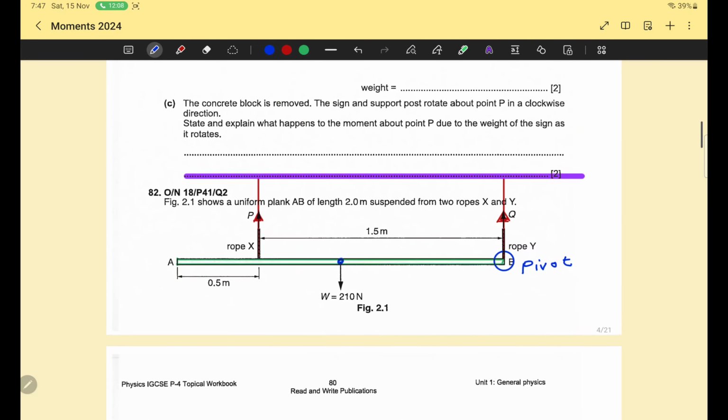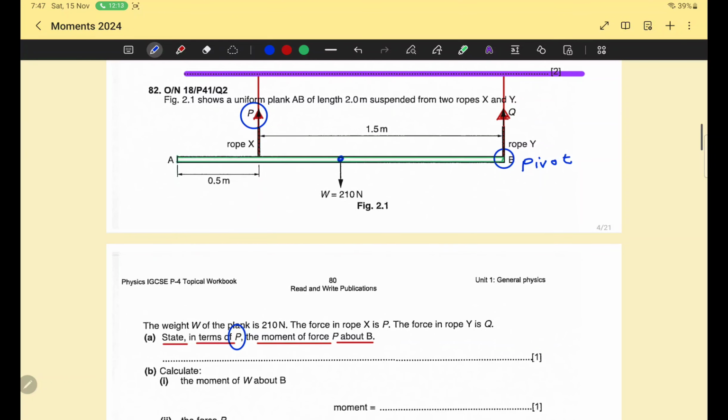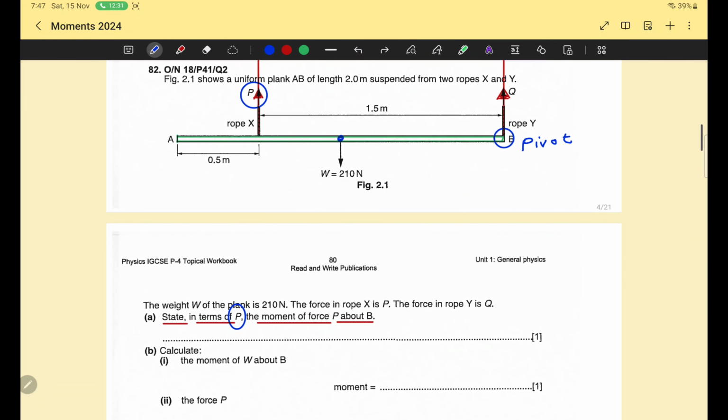Sir, this is force P, and how far is this force P from the pivot? Beta Sonia, can you tell me? This is force, this is pivot. What is the distance between force and pivot, beta? Yes, the distance is 1.5. The distance is 1.5 and force is P. So the turning effect will be P multiplied by 1.5. We do not know the value of P, so we write only in terms of P into 1.5.